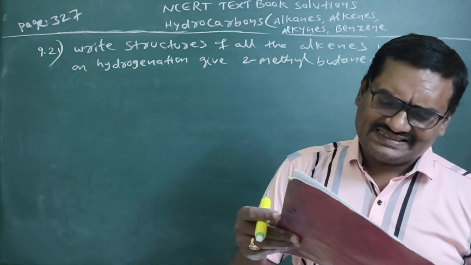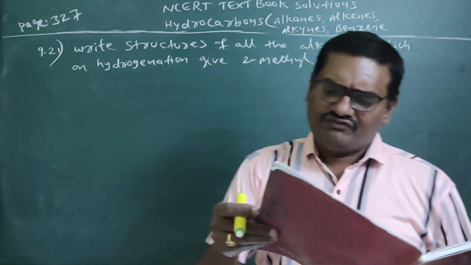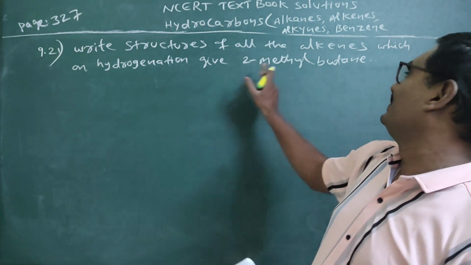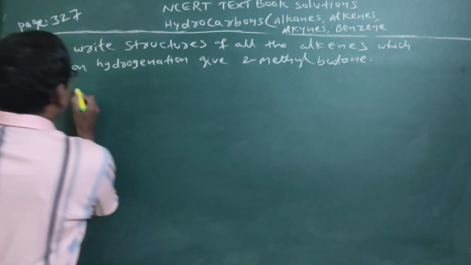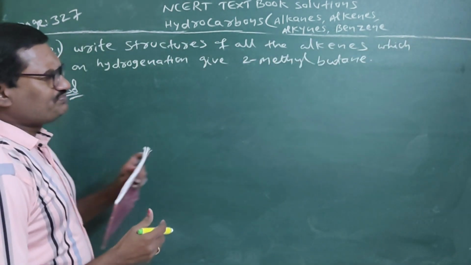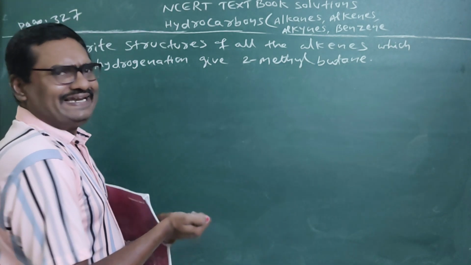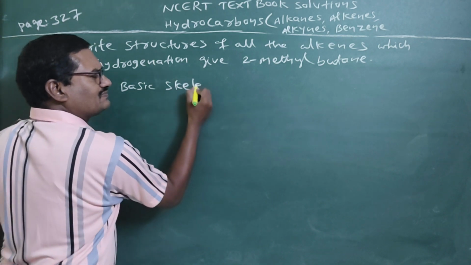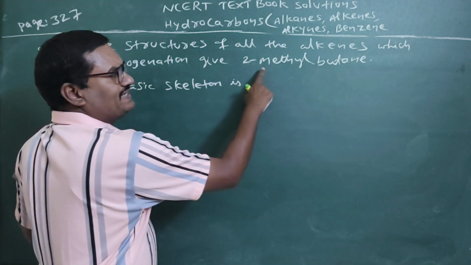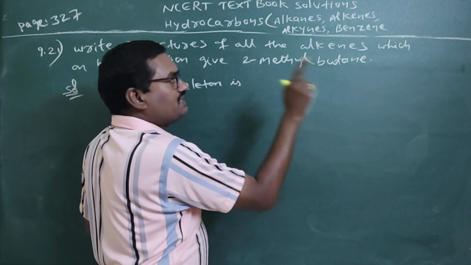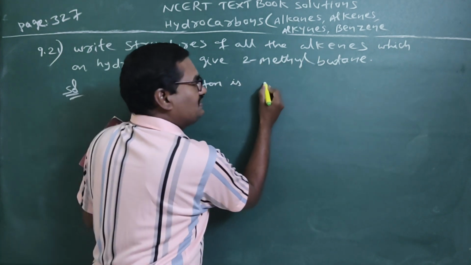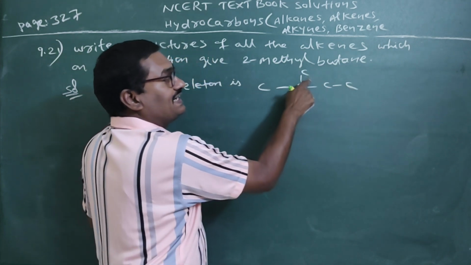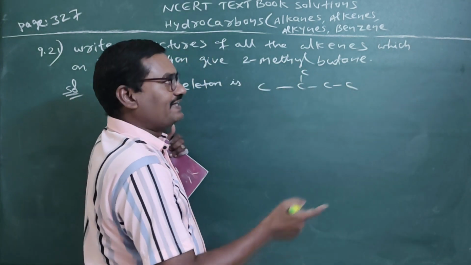9.21, write structures of all the alkanes which on hydrogenation give 2-methylbutane. So the answer is 2-methylbutane. The basic skeleton is 4 carbons, and the second place contains a methyl. So 1, 2, 3, 4, 4 carbons, second place contains methyl. It is the basic skeleton.